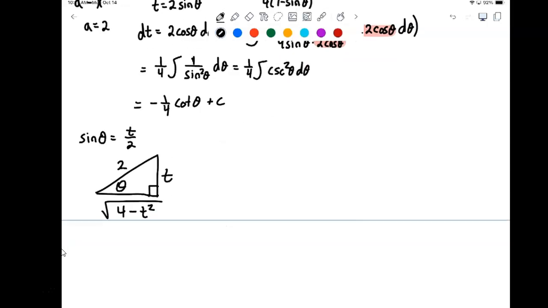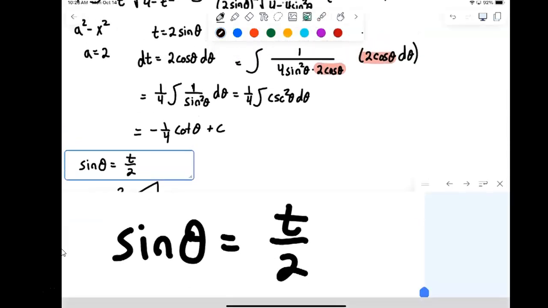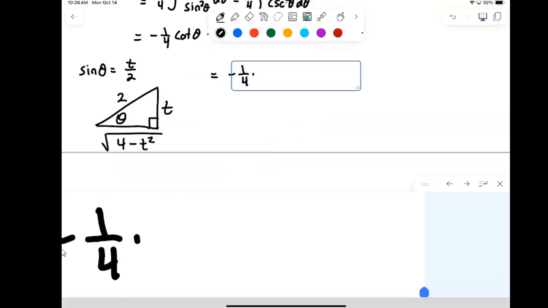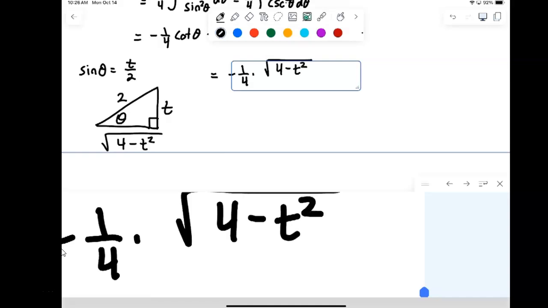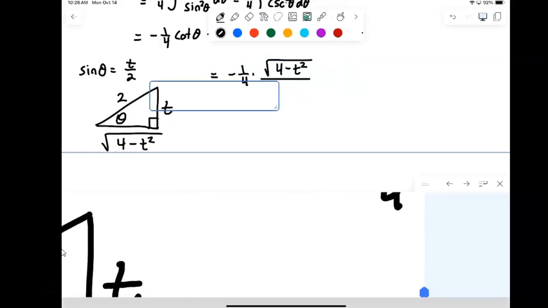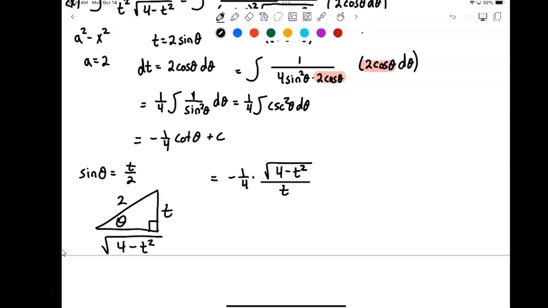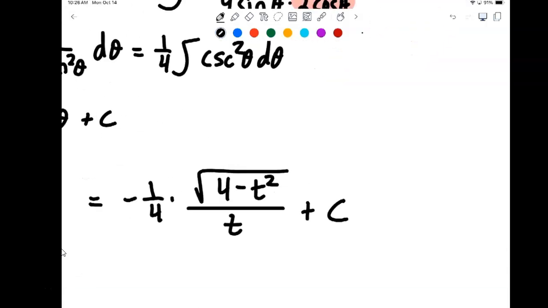And now that we have a triangle, we can compute cotangent of theta. Tangent, remember, is opposite over adjacent, so cotangent will be the reciprocal of that. So in the end here, we get negative 1/4 times the square root of 4 minus t squared, all of that over t. And so there's our final result there. Negative 1/4 the square root of 4 minus t squared all over t, and then of course plus a constant.